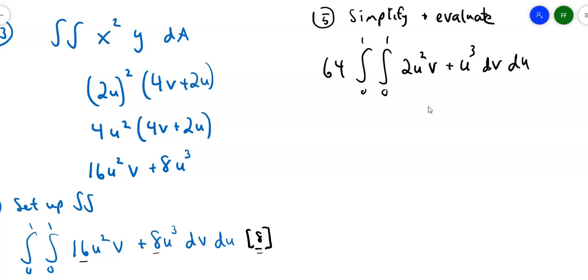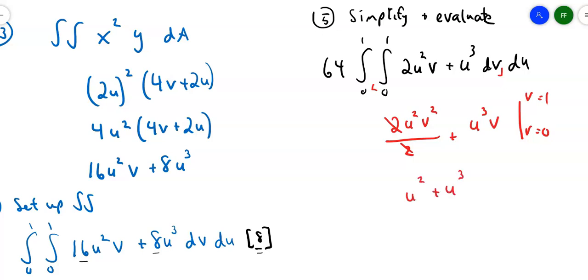Now, if we set this up right and we have a nice problem, this part should be easy because we've set it up with nice limits of integration. So don't forget what you're evaluating. The first time you're evaluating with respect to v. So when I take the antiderivative of that first term with respect to v, I get 2u squared v squared over 2 plus u to the third v. Right? Those go away. And I'm evaluating it where? At v equals 1 and v equals 0. Well, v equals 0 is going to yield nothing. v equals 1 will give me u squared plus u to the third.